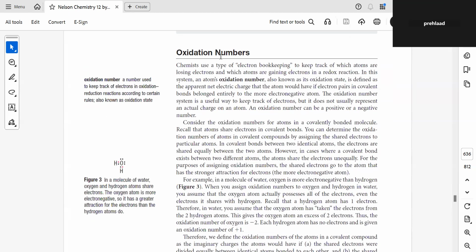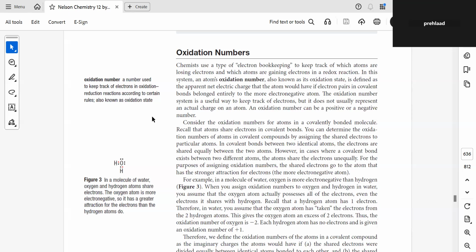So oxidation numbers. An oxidation number is a number used to keep track of electrons in an oxidation-reduction reaction according to certain rules, known as oxidation state. Now check the example that has been given.